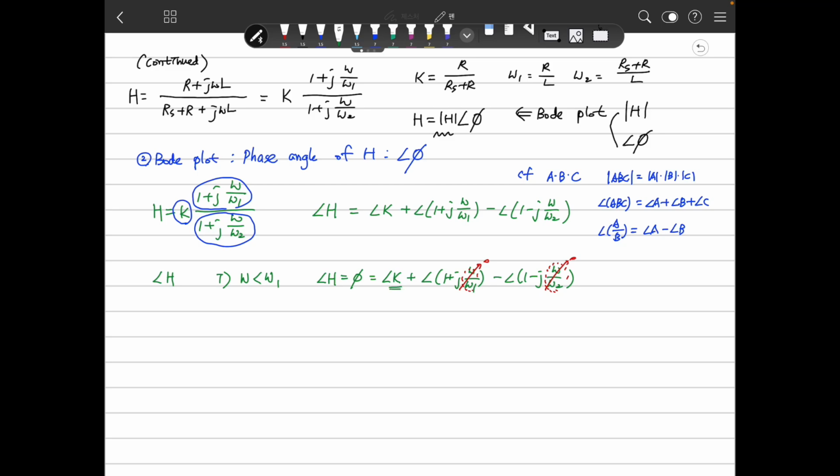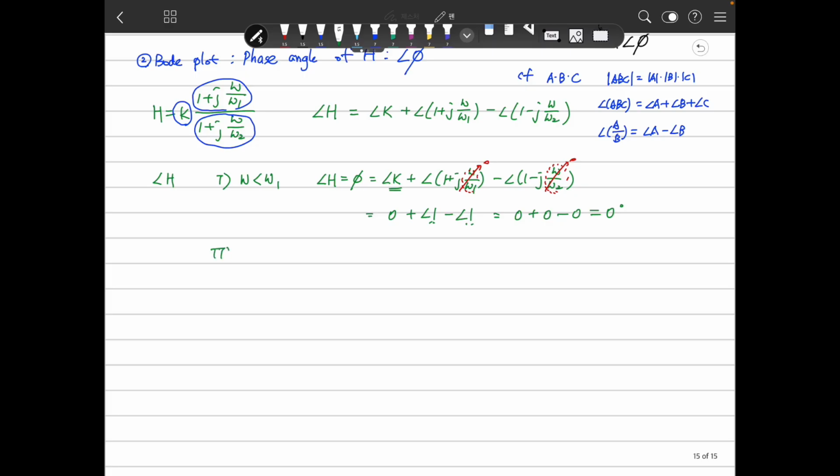So this is a real number. This is 0 plus, it's just 1 and minus 1. This is a real number and a real number. Therefore 0 plus 0 minus 0 is 0. So this is 0 degree.